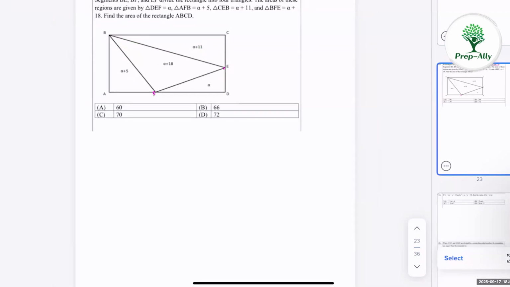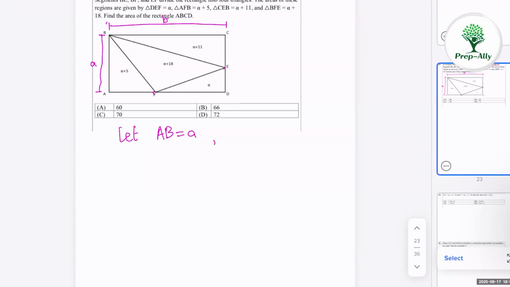So let's start. Let's name AB as a and BC as b, these two sides of the rectangle. Let AB equal to a and BC equal to b, right?